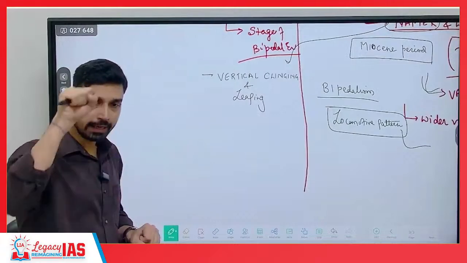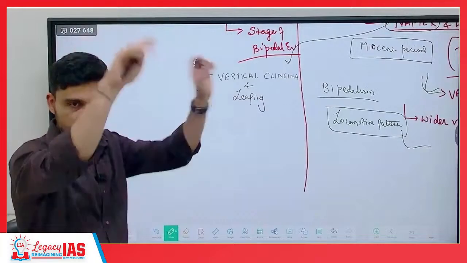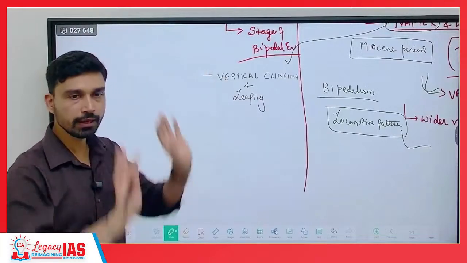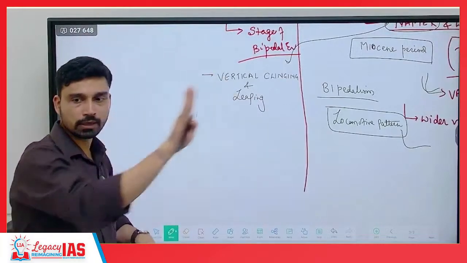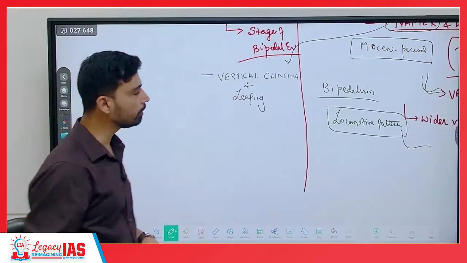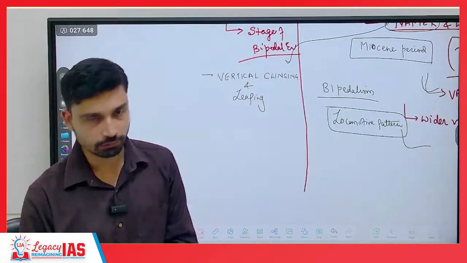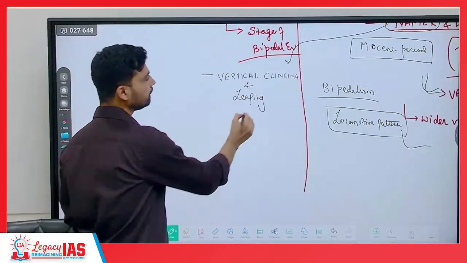And while hanging at the tree branch itself, they are jumping in the air and catching the other branch, again jumping in the air, again catching the next branch. So that is how they are moving from one tree to another tree or one place to another place. But all this motion is happening in the tree itself, or the branch of the tree itself, not on the ground. So: vertical clinging and leaping.